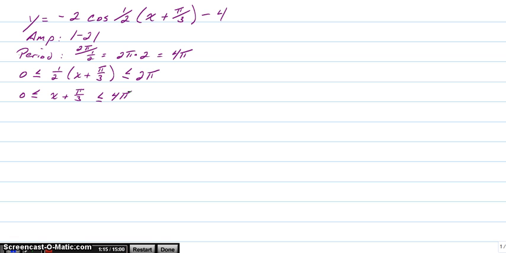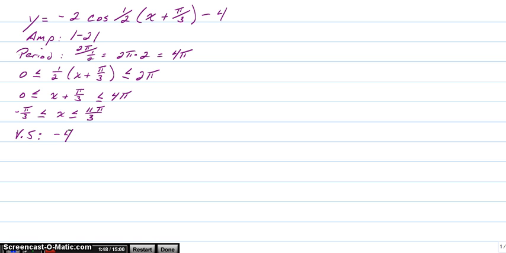So that gives me a 4 pi there, and then I'm going to subtract pi over 3. So now I have to take 4 pi minus pi over 3. So that's 12 pi over 3 minus 1 pi over 3. So that gives me 11 pi over 3. So there's the start and end point. This thing also has a vertical shift of -4, which we'll talk about.